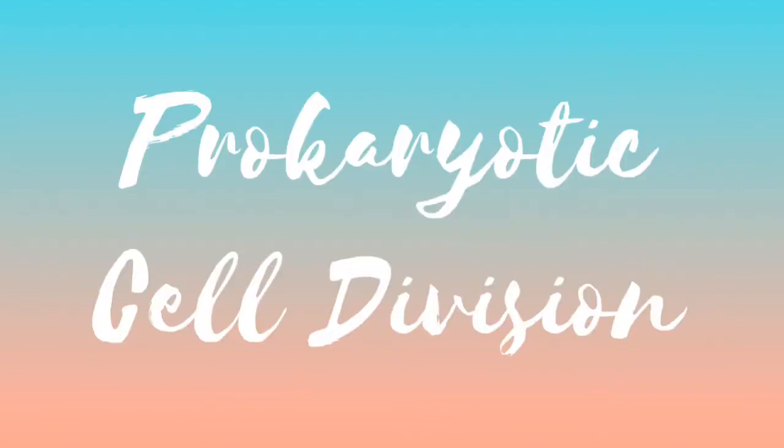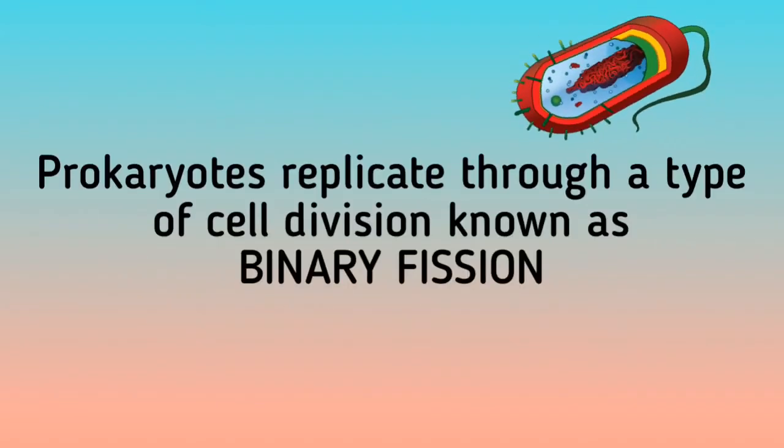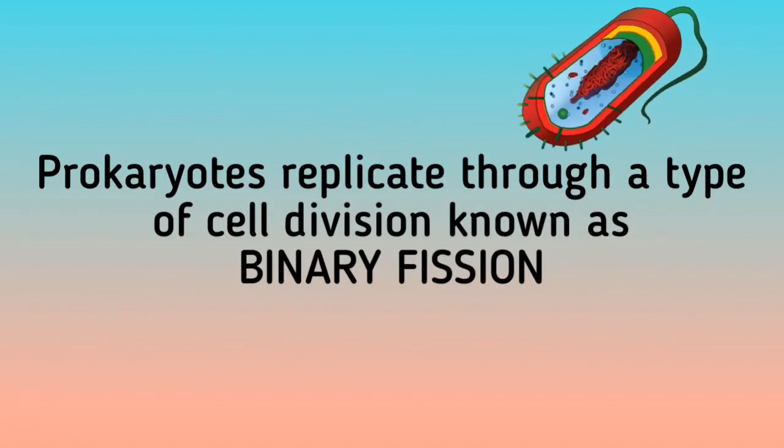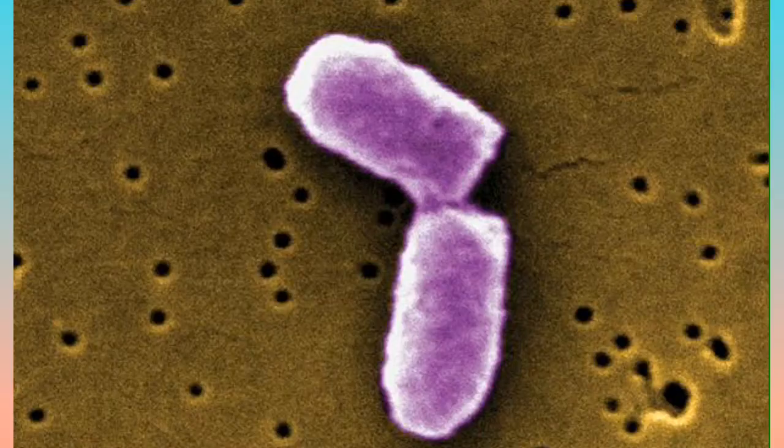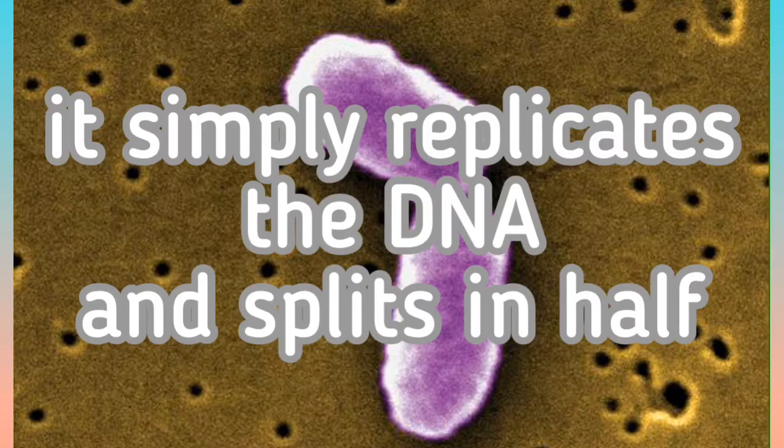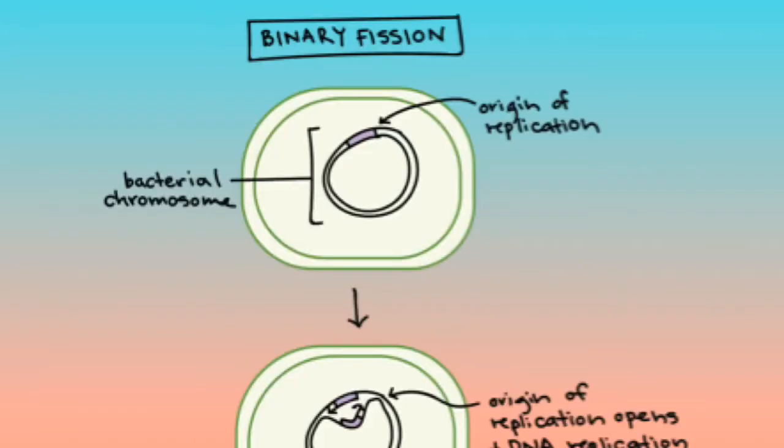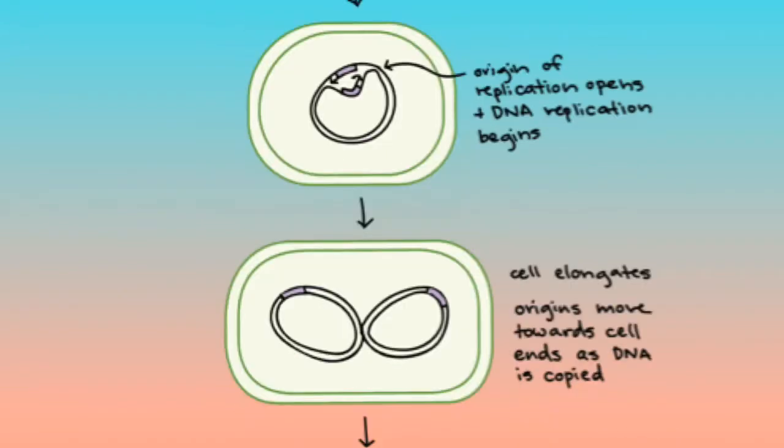Prokaryotic cell division. Prokaryotes replicate through a type of cell division known as binary fission. Prokaryotes are simple organisms with only one membrane and no division internally. Thus, when a prokaryote divides, it simply replicates the DNA and splits in half. The process is a little more complicated than this, as DNA must first be unwound by special proteins.